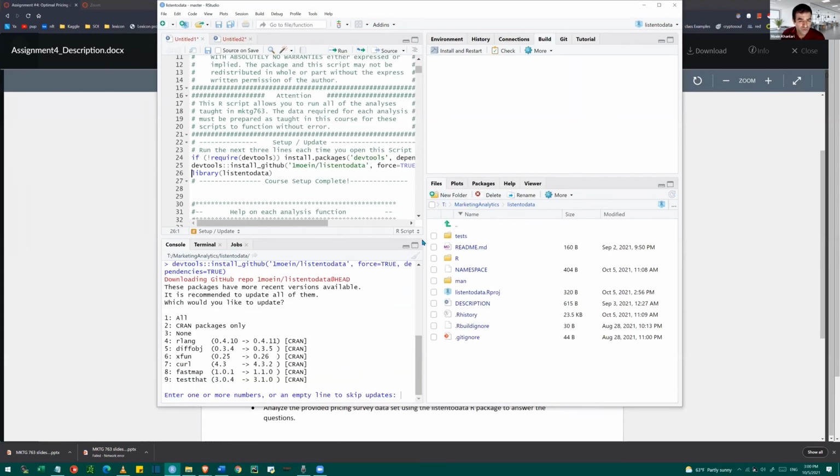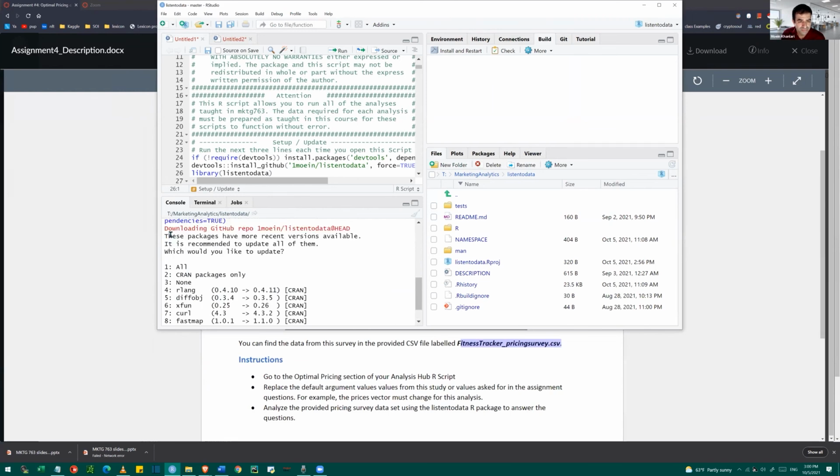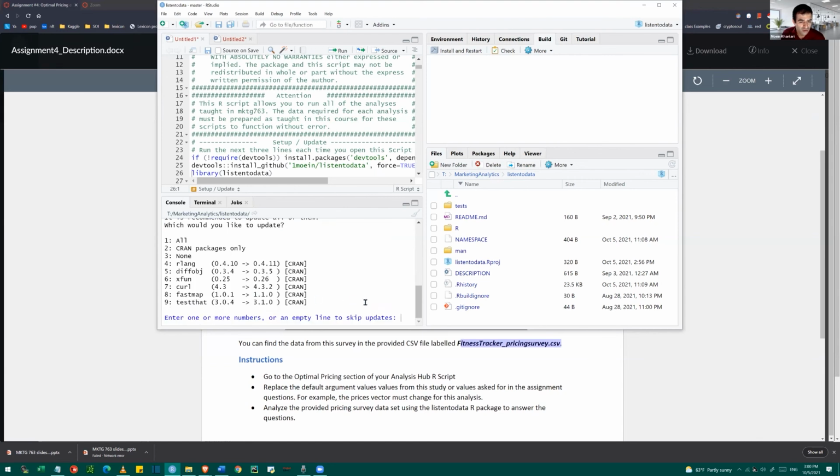So sometimes you're going to get these additional update suggestions. These packages have more recent versions available because these are created by different people. They improve them, they fix the bugs, stuff like that. So which one would you like to update? If you click here and type 1, and then hit enter, it will try to install all of them.